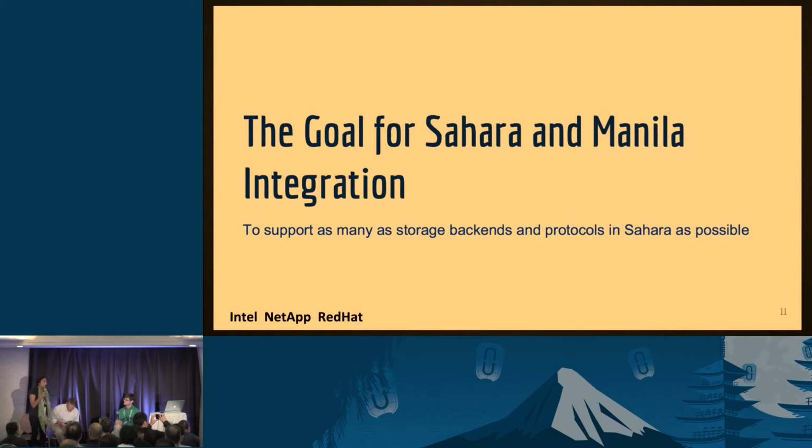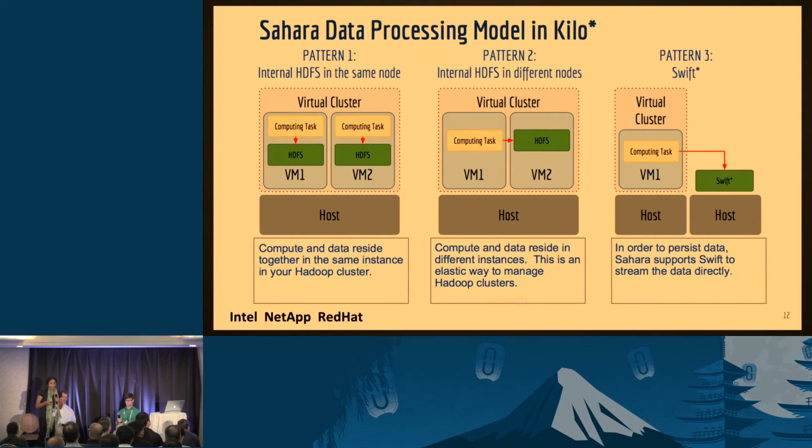So what's the goal? We basically want Sahara and Manila to work together. We want our life to get easier. And let's see how we do this. Basically, we wanted to integrate with multiple different storage backends and protocols, and Sahara will make this possible with Manila. What do we have pre-Liberty? What do we have in Kilo?